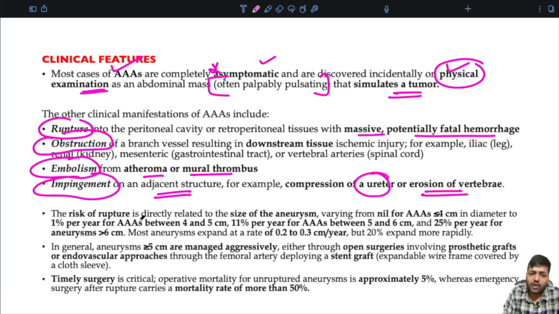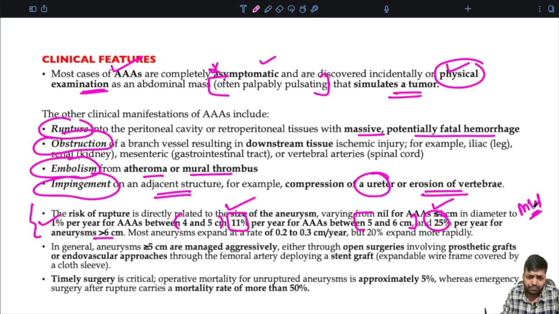Now, remember, the risk of rupture is directly related to the size of aneurysm, varying from nil for abdominal aortic aneurysms less than or equal to 4 centimeter in diameter, to 1% per year for those between 4 and 5 centimeter, 11% per year for those between 5 and 6 centimeter, and 25% per year for aneurysms more than 6 centimeter. You should remember that this is very important from MCQ point of view.